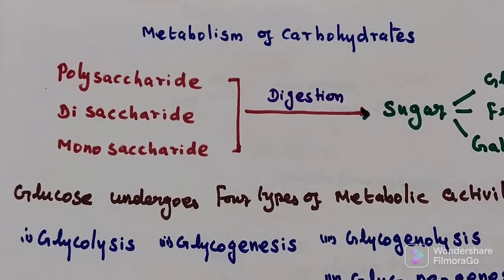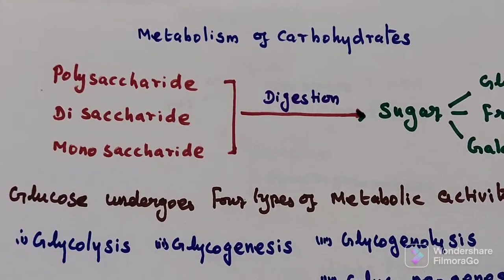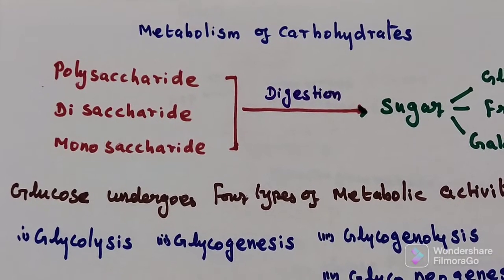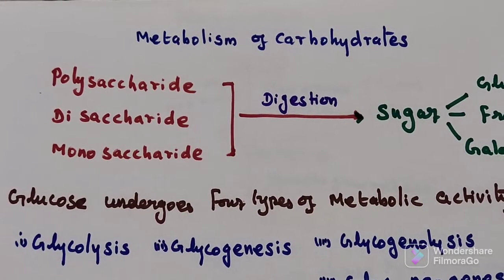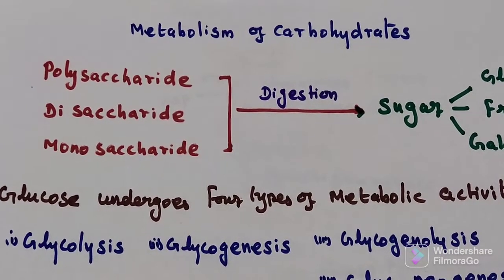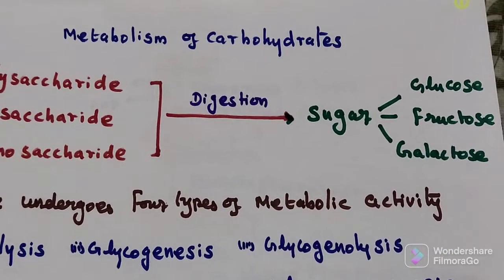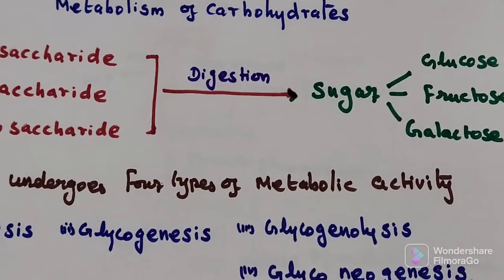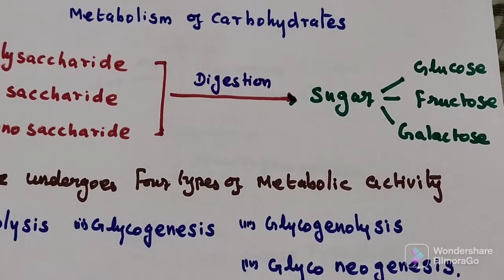Today's topic of discussion is carbohydrate metabolism. Carbohydrates are the main part of our food. They are present in the form of polysaccharides, disaccharides and monosaccharides. After digestion, they will be converted into simple sugars like glucose, galactose and fructose.